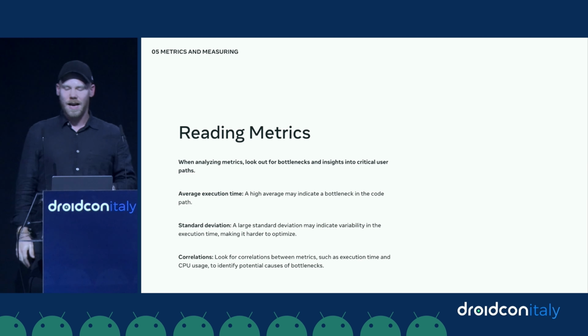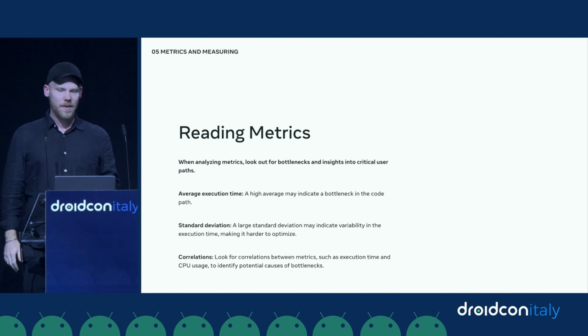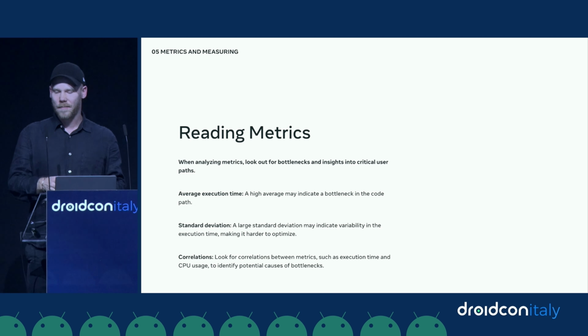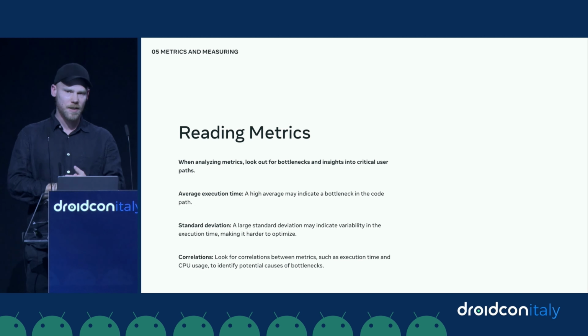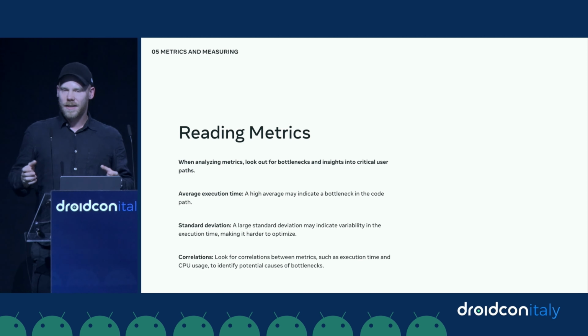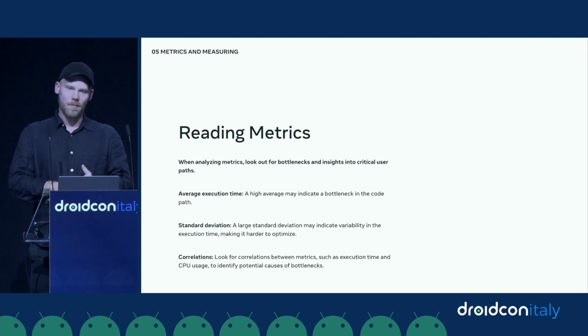This can indicate a high variability in execution time, and we might need to dive in a bit deeper. So we can, for example, add more points to figure out which part of our code is variable, which part is more deterministic in the execution time. And then we look for correlations. There can be correlations between the metrics, such as execution time, CPU usage. We look at the amount of active threads that we have in our system. All of these can help us to identify potential bottlenecks.